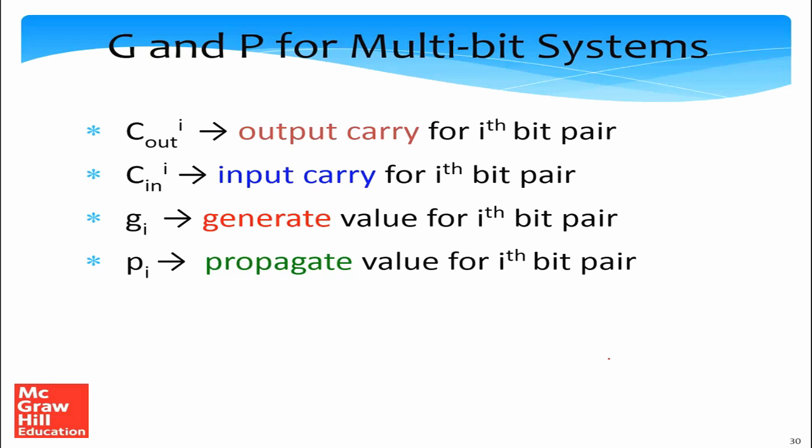Similarly, Gi is the generate value, the generate function for the ith bit pair, and Pi is the value of the propagate function for the ith bit pair. A bit pair is a pair of bits, so when you are adding, we have multiple bits of A and multiple bits of B, right? So one corresponding pair of bits is called a bit pair.